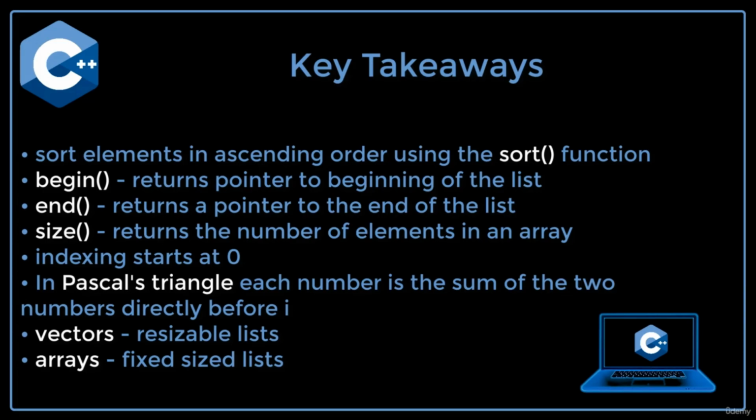Indexing in C++ starts at 0. So the first element is at index 0, the second element is at index 1, etc. In Pascal's triangle, each number is the sum of the two numbers directly before it.